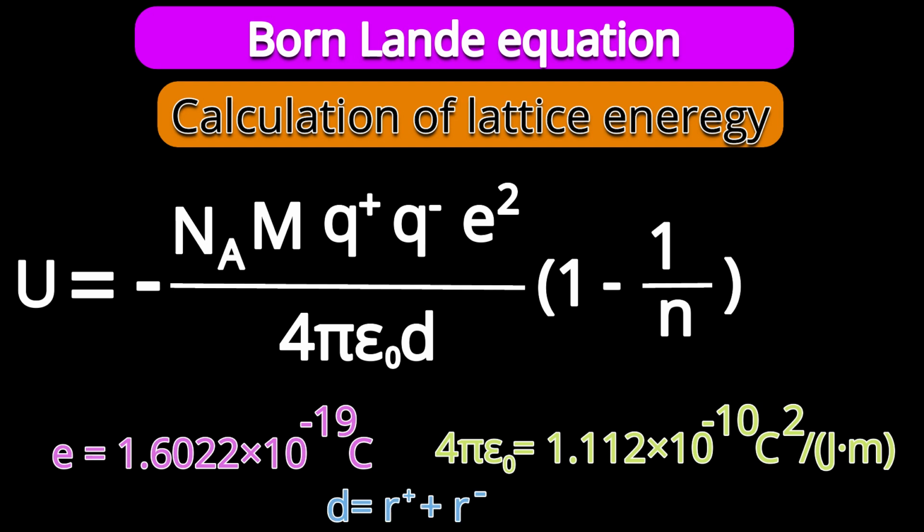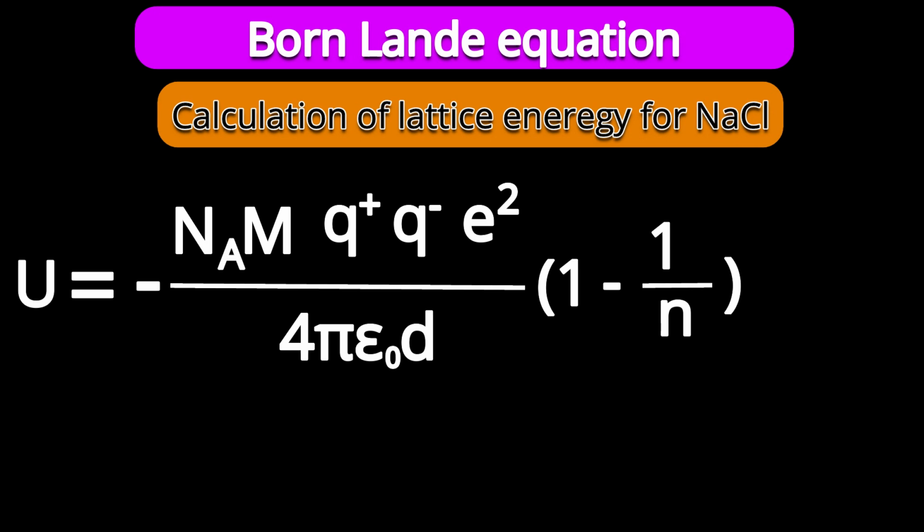The closest distance we can find by the summation of the radius of the cation and the radius of the anion. And the Born exponent, the value of n, varies from 5 to 12. It depends upon the electronic configuration of the cation and anion. Yes, now you will ask the question, I said it for only one electronic configuration. No, it is an average value.